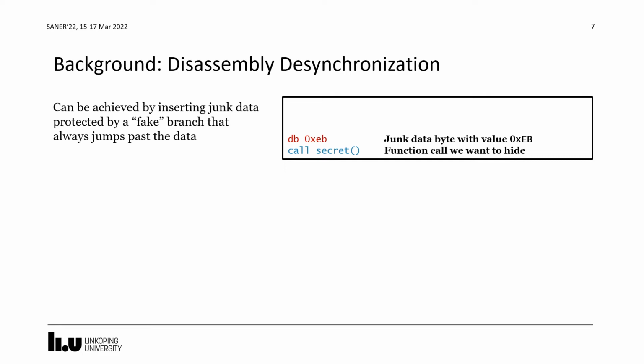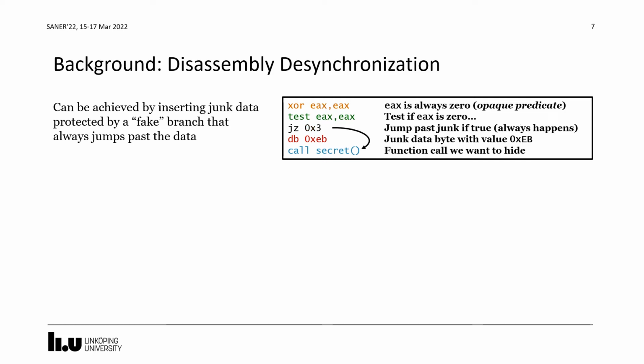And then we would insert a so-called opaque predicate, a statically invariant condition. So here we simply set the EAX register to 0 using XOR and then test if EAX is 0, which will of course always be true. So when we branch on that condition, we make sure to always jump past the junk data during the runtime so that the behavior, the semantics of the program remains unchanged.